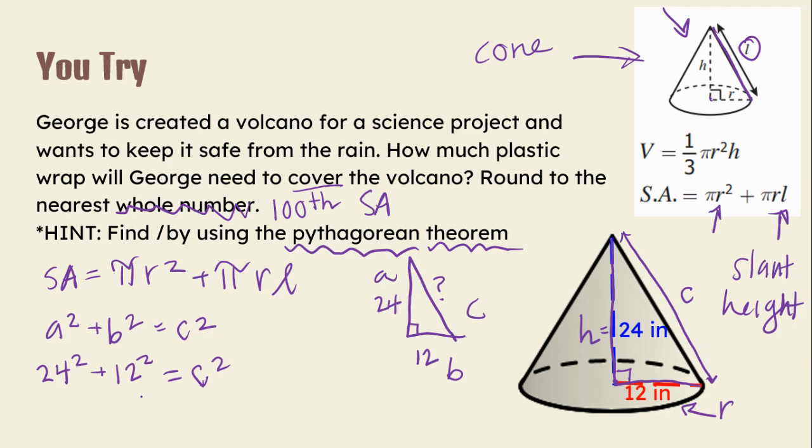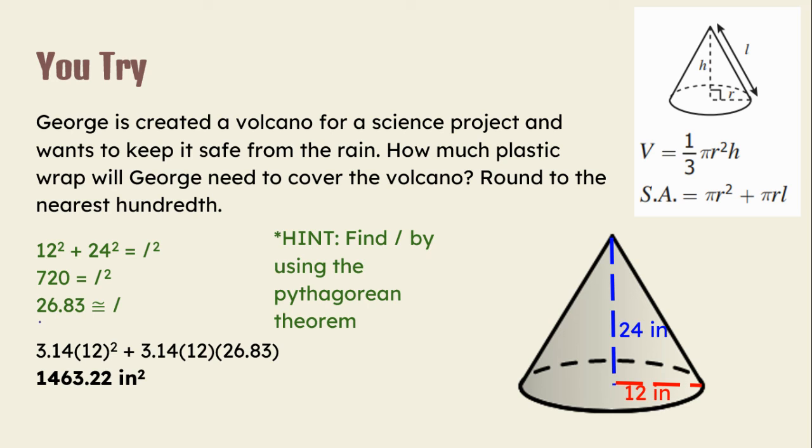So we're going to use the Pythagorean theorem to find it. 24 squared plus 12 squared, what do you get? We should get 720 equals C squared. We need to do the inverse of squared to get C by itself. So we take the square root and we'll get C equals what? So we're going to get C equals 26.83. So let's see how it turns out when we plug it in. So here's the work. When we did our Pythagorean theorem right here, we got C, or the slant height, is 26.83.